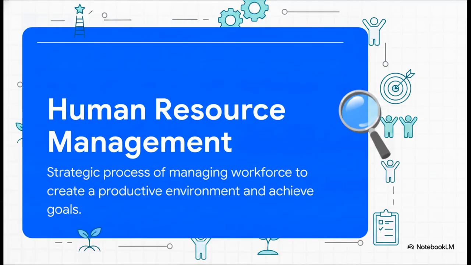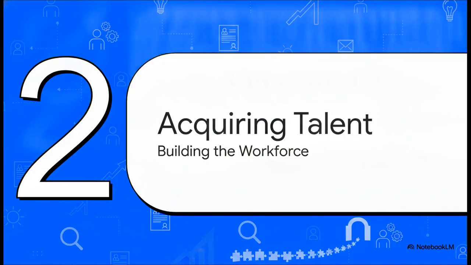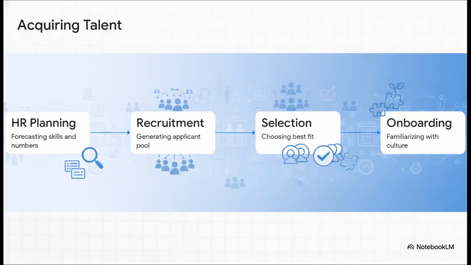Moving right along to Section 2, Acquiring Talent, let's kick off the metaphorical journey of an employee by looking at how they actually enter a company in the first place. Bringing someone into an organization doesn't just happen by magic, right? It happens through the first 4 functions of HRM, which act as sequential steps.